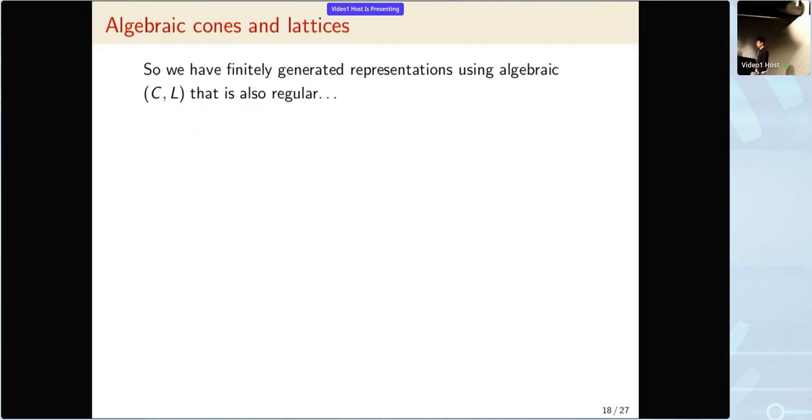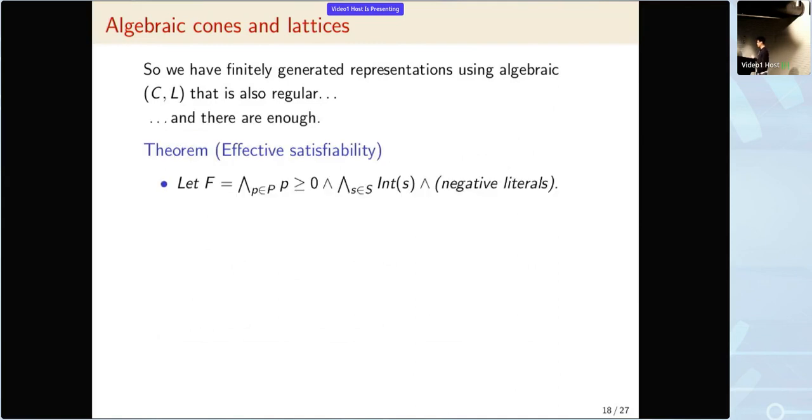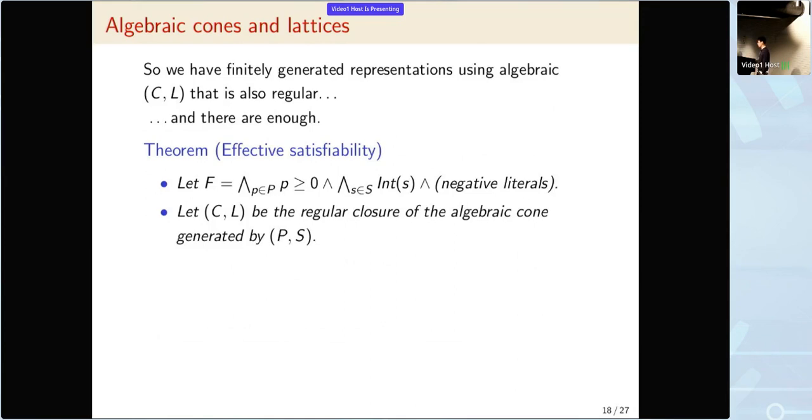So now we have finitely generated representations using algebraic and regular cones, regular CL. We want to again say that we have enough of them, and here's an effective satisfiability theorem. Let F be a conjunctive formula written as before. Let CL be the regular closure of the algebraic cone generated by TS. So the same inclusion conditions as before, but now we can compute CL. Then F is satisfiable if and only if M of CL satisfies F. So we have enough finitely generated representation.